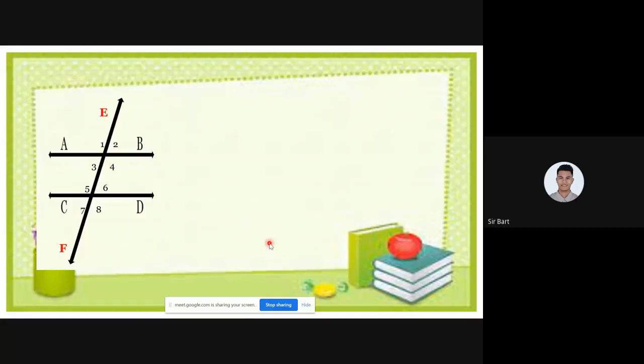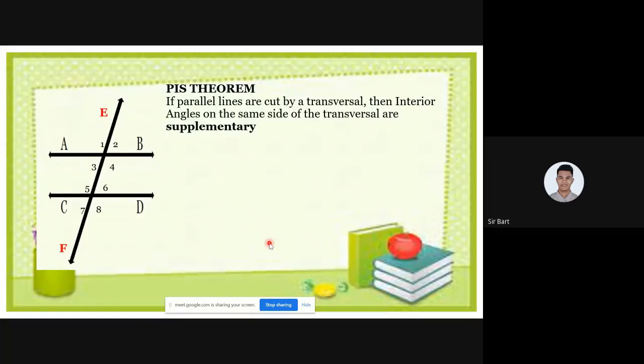Next theorem is the PIS theorem. If parallel lines are cut by a transversal, then interior angles on the same side of a transversal are supplementary. So where are now the interior angles on the same side of the transversal? Given that we have angle 1, angle 2, angle 3, angle 4, angle 5, angle 6, angle 7, and angle 8.